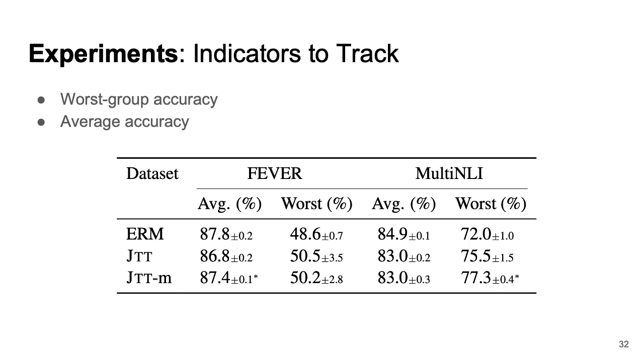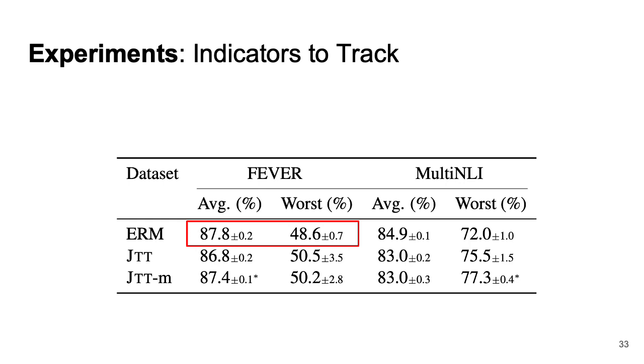So let's have a look at the results. There are two indicators we want to track, the worst group accuracy and the average accuracy. We ran each experiment 5 times and took the mean and standard deviation. A paired t-test is run on JTT and JTT-M, and the critical value for significance is 0.05.